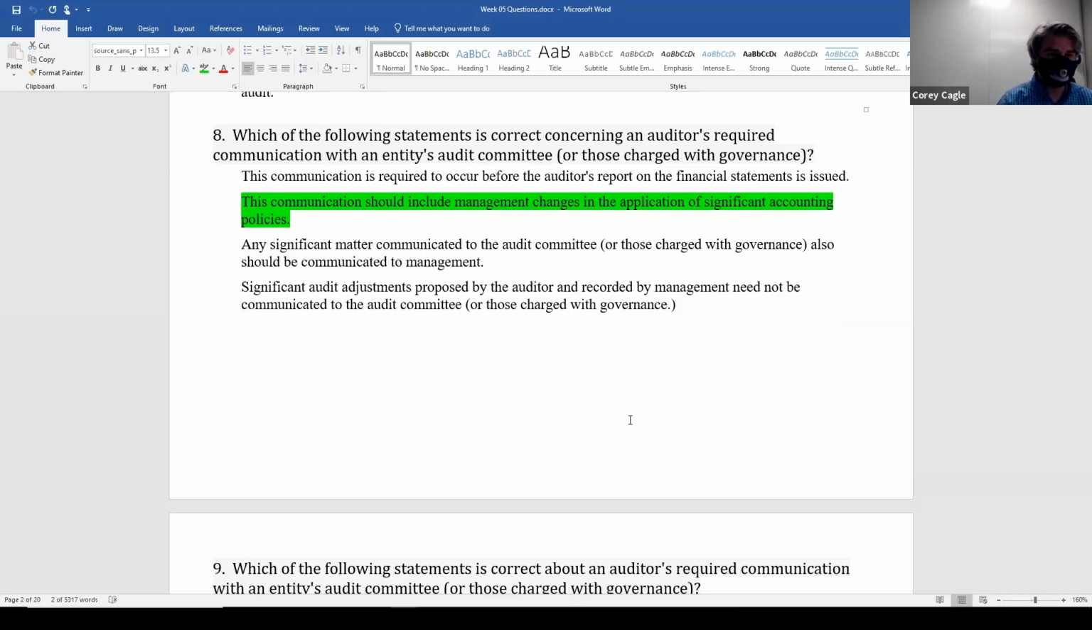B's the answer. This communication should include management changes in the application of significant accounting policies. And that's a significant thing. But look at C. Any significant matter communicated to the audit committee also should be communicated to management. Definitely not, right? And then D, significant audit adjustments proposed by the auditor and recorded by management need not be communicated. So D says significant, but it says it's significant and shouldn't be communicated, which makes that not true. So that's a pretty good question.